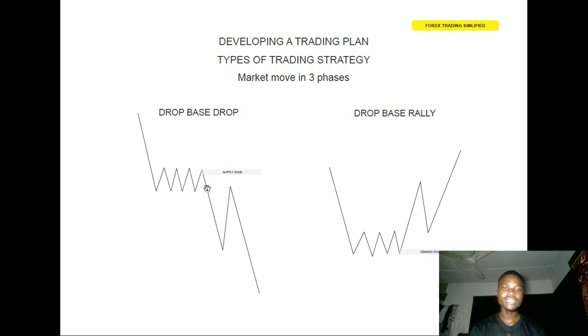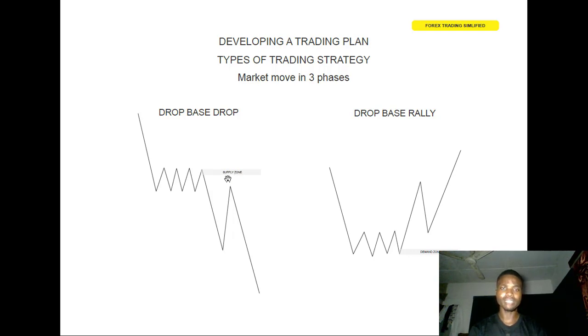Then immediately they broke through this ranging market. You still have to wait. You don't enter the trade around there. Now there is going to be a retracement. All right, so this is the retracement. When we have a retracement like this, it is going to respect this supply zone. So this is our supply zone.